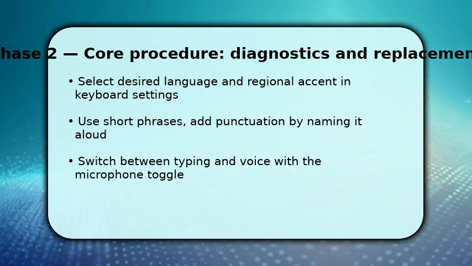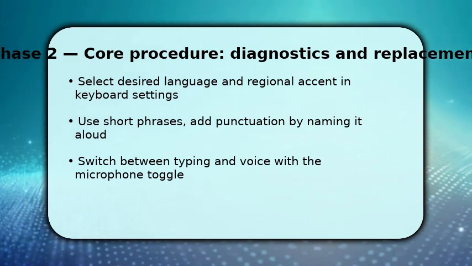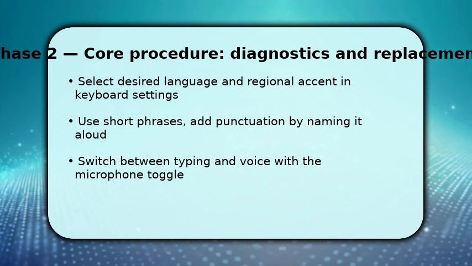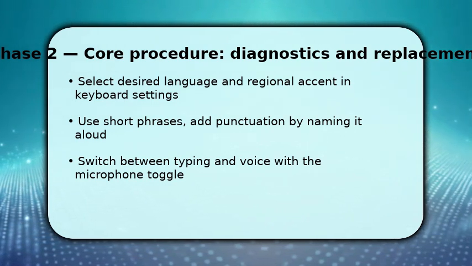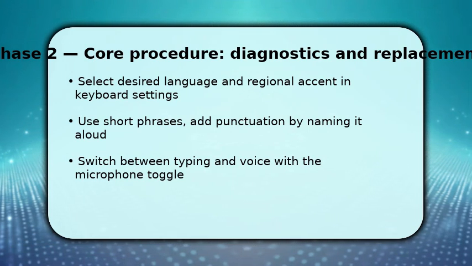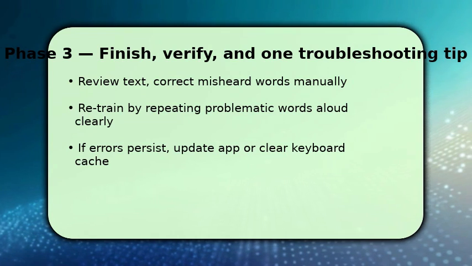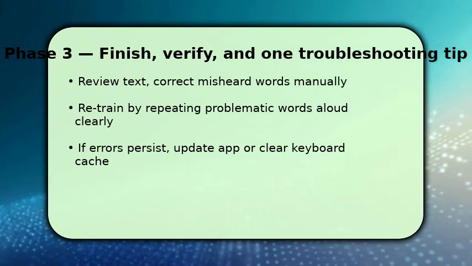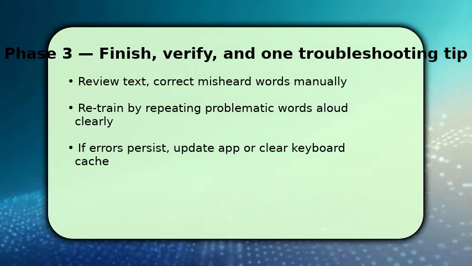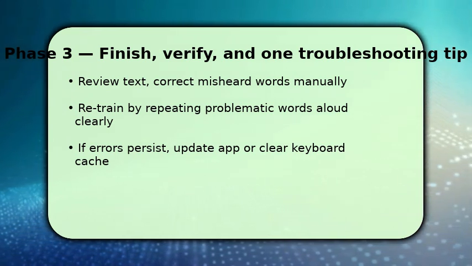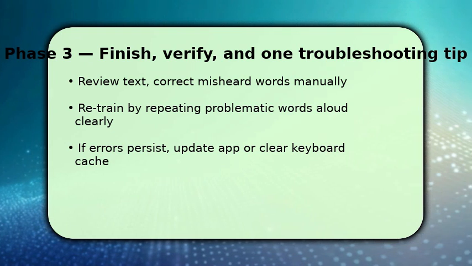If you need corrections, stop voice, edit with touch, and resume. Also, use the microphone toggle to switch back to manual typing when privacy or precision matters. Finish by reviewing the transcribed text and correcting any misheard words. Tap the spot and type the fix. If the keyboard repeatedly mistakes certain words, retrain it by pronouncing those words clearly in different contexts. This helps the model adapt.